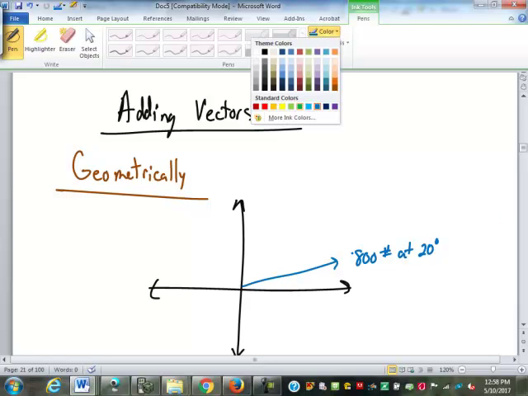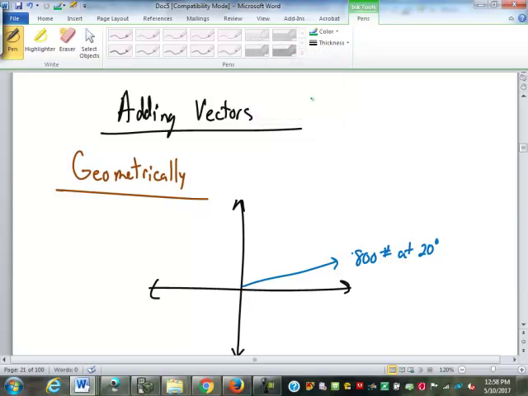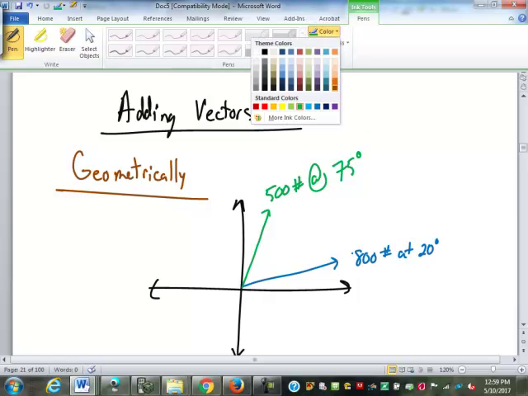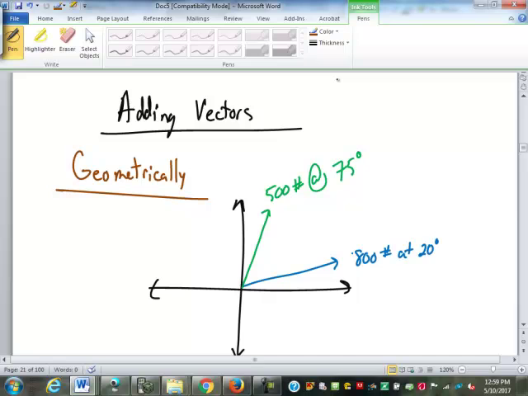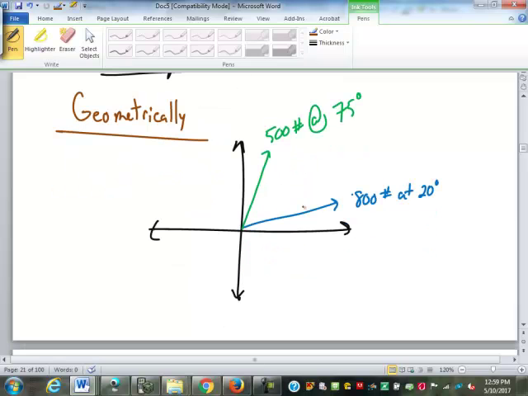We got a second vector here. Right on the corner there, Carter. You can go in the next room there. It's going right here. Let's say this one is 500 pounds at 75 degrees. The tricky part, if I'm doing these geometrically, is constructing my triangle. What I have to do is take this vector here, and I got to move it. Make it head to tail like this.